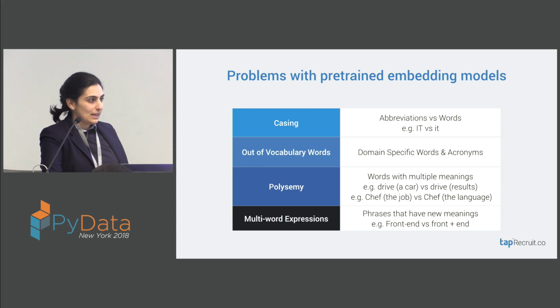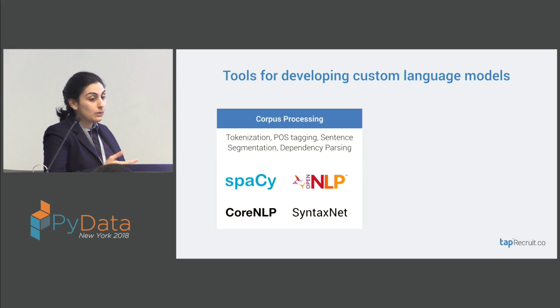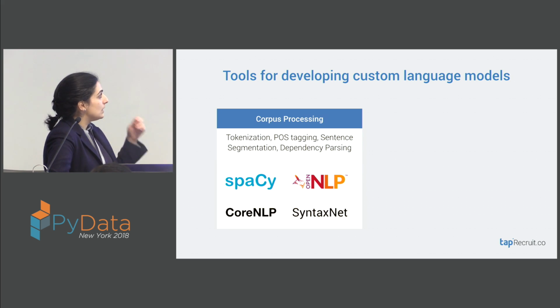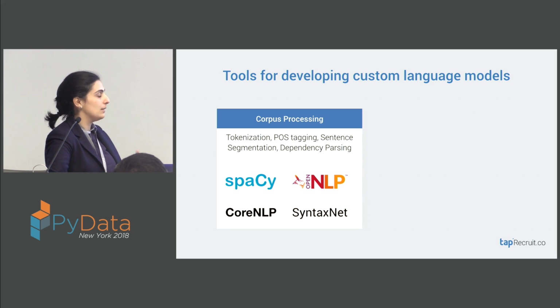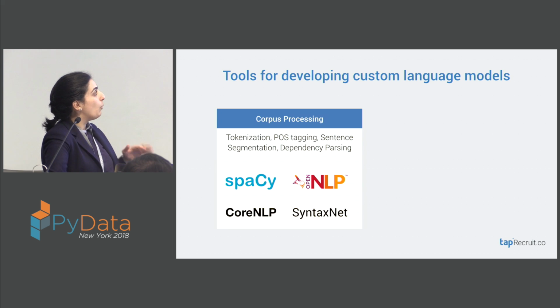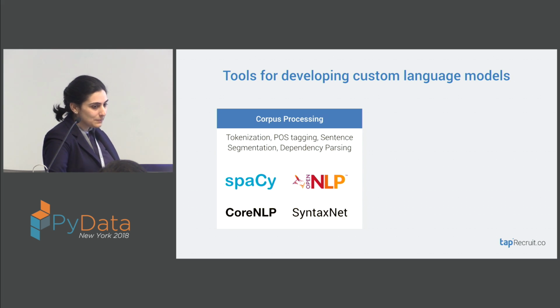So with all these problems, and in our use case these were significant problems, they may not be in yours, that's just something to be aware of. We decided, okay, let's develop our own custom language models. I want to give a shout out to a couple of corpus processing libraries that I think are amazing. We use spaCy a lot, but I've heard great things about OpenNLP, and CoreNLP has gotten a lot faster. And I think Google's Parsey McParsface is now part of the SyntaxNet group of parsers.